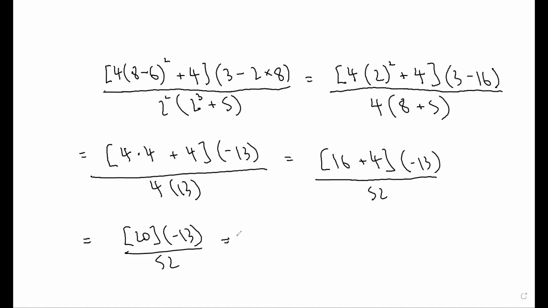Okay, so because I didn't do cancellation in this case, I'm going to need a calculator. 20 times negative 13 is minus 260. So that's minus 260 divided by 52. And we get minus 5 for the answer. So good, at least we get a nice round number for the answer. And yeah, if you had done cancellation, you would end up getting the exact same answer. It would just be a little bit quicker.